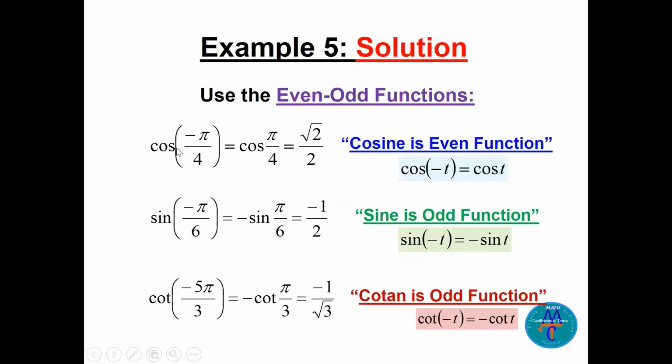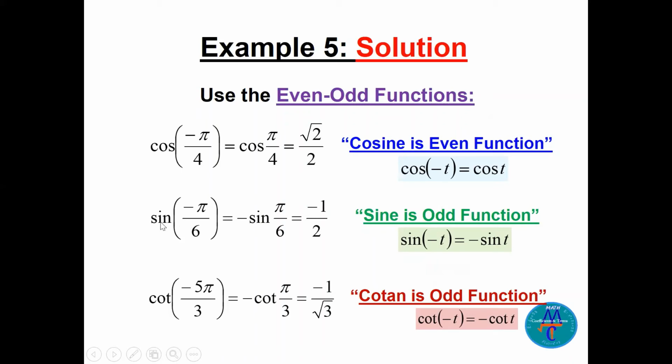Let's see here. Cosine of minus pi over 4. We know the function is even. See, this is the formula. Cosine of minus t is equal to cosine t directly, it will be cosine of pi over 4. And we know that from the table or from the unit circle, square root of 2 over 2.